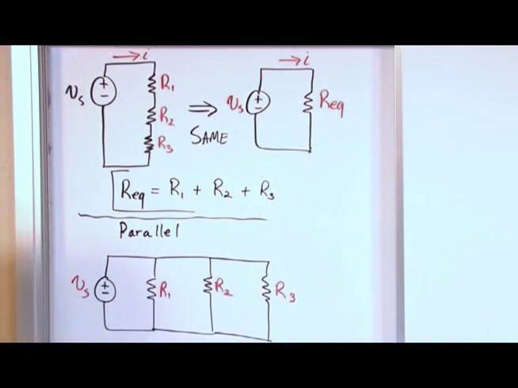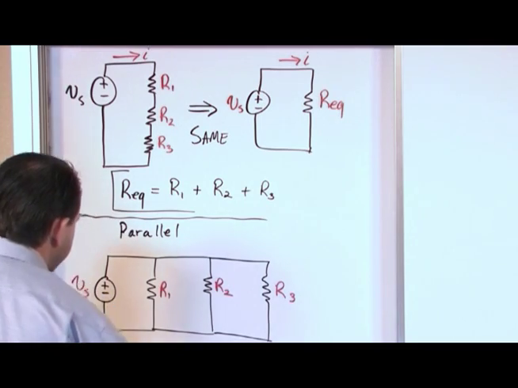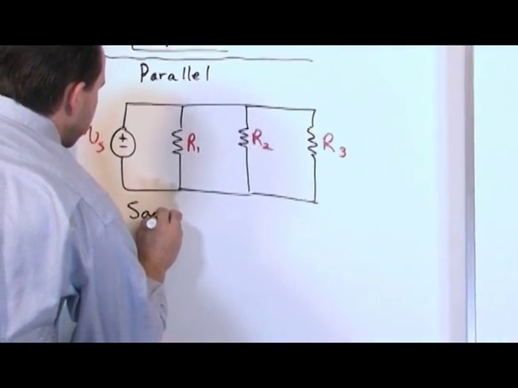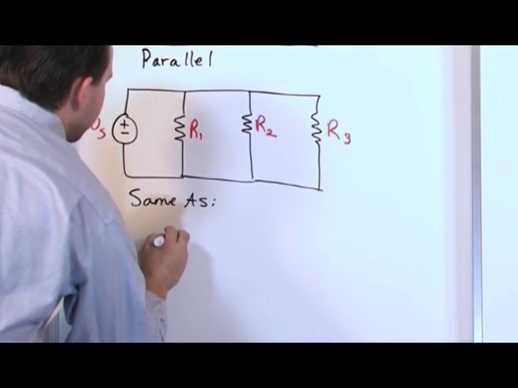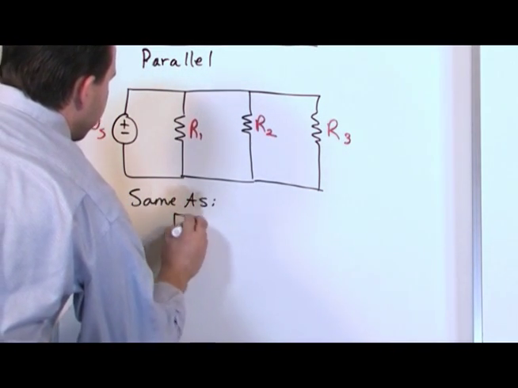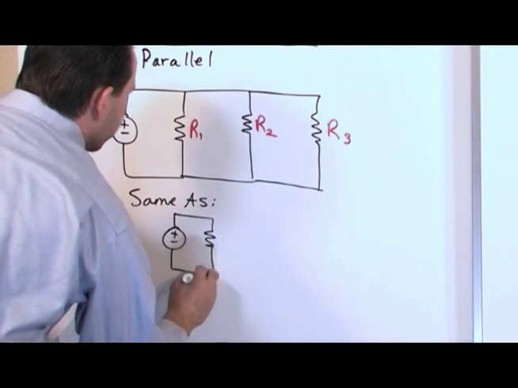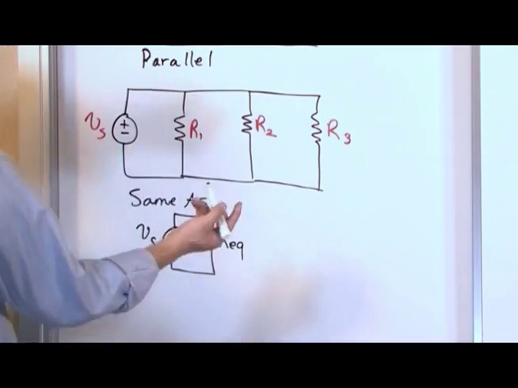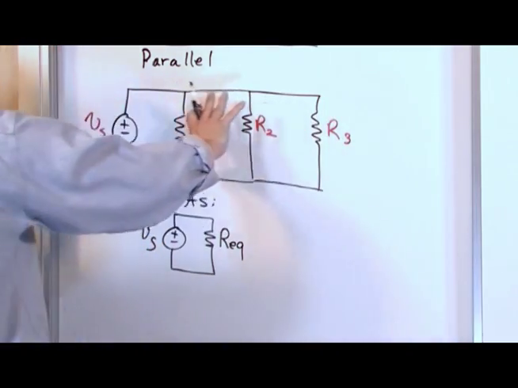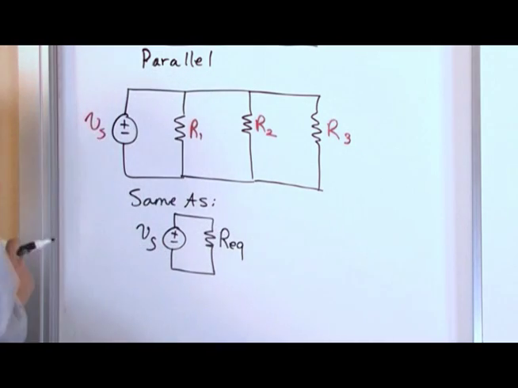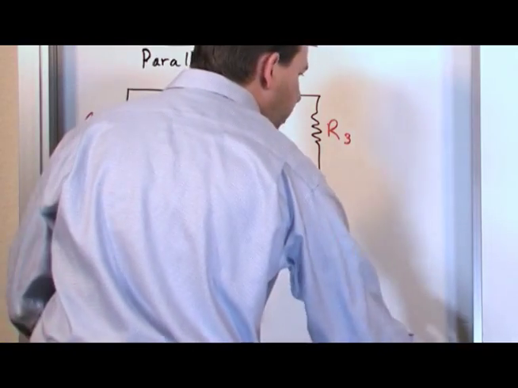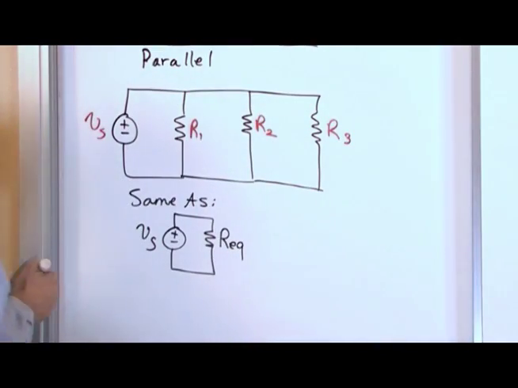So if you wanted to make an equivalent circuit for what we see here, it's the same as the following circuit. Obviously, we're going to have an equivalent resistor. I'm going to call it Req, and this will be Vs. So it's the same thing. You can represent these resistors as a single resistor that I can put in there, and this circuit is going to have an equivalent resistance that's going to be given by the following.